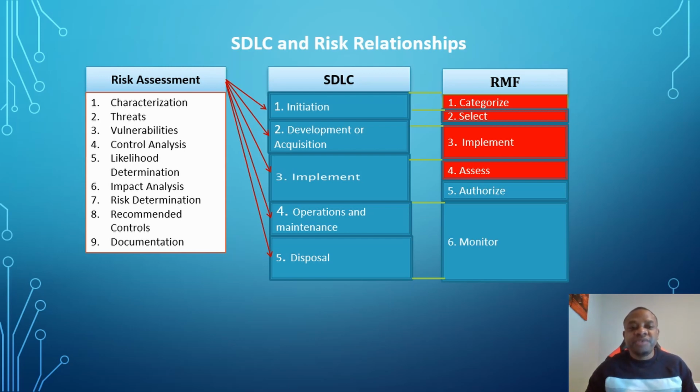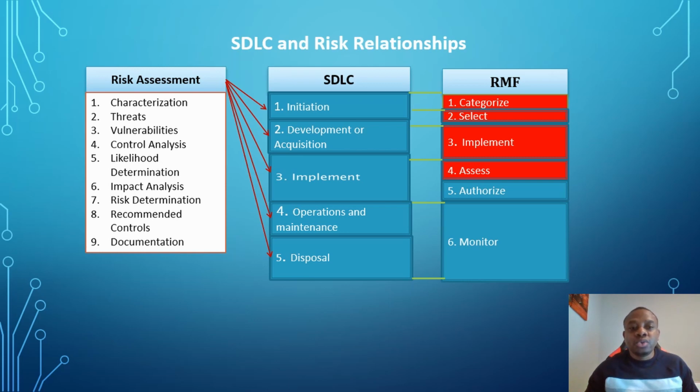Now, I'll briefly explain each of these steps. At the characterization phase, you characterize the system. You determine the system characteristics. Then you identify who the potential threats to the system are. You conduct your vulnerability scan to identify the vulnerabilities. Then you conduct your control analysis. Then you determine the probability of a threat agent exercising the vulnerability on the network or on the system.